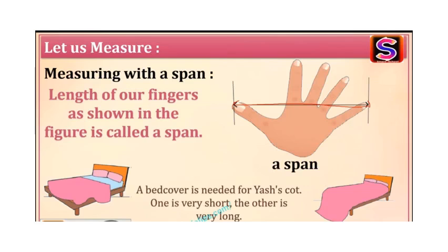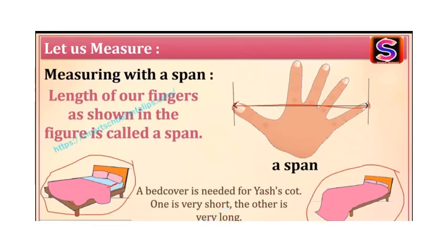Now see how we use a span. Can you see the 2 bed covers needed for Yash's cot? One is very short and another is very long. Yash needs a bed cover for his cot. So how will he measure? How will you measure, children? By using a span.